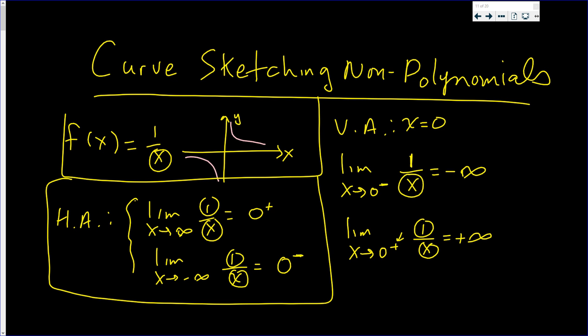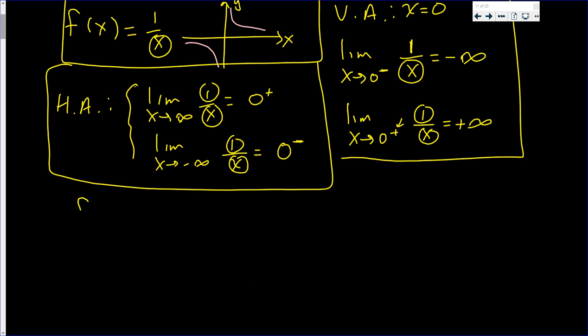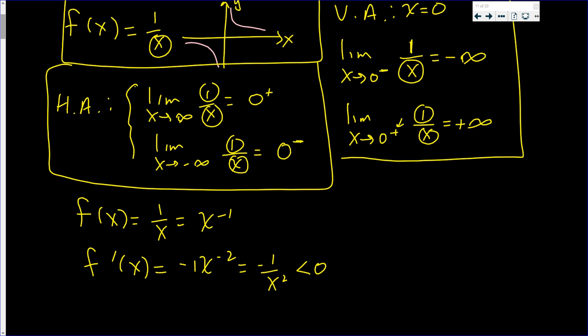Okay, now let us take the derivative. f of x is equal to 1 over x, which is x to the negative 1. I wrote it that way in preparation for taking the derivative. You bring down the power, make the new power 1 less. This is negative 1 over x squared. And this is always negative. Okay, let us take the second derivative. Bring down the power, you get 2x to the negative 3, which is 2 over x cubed.